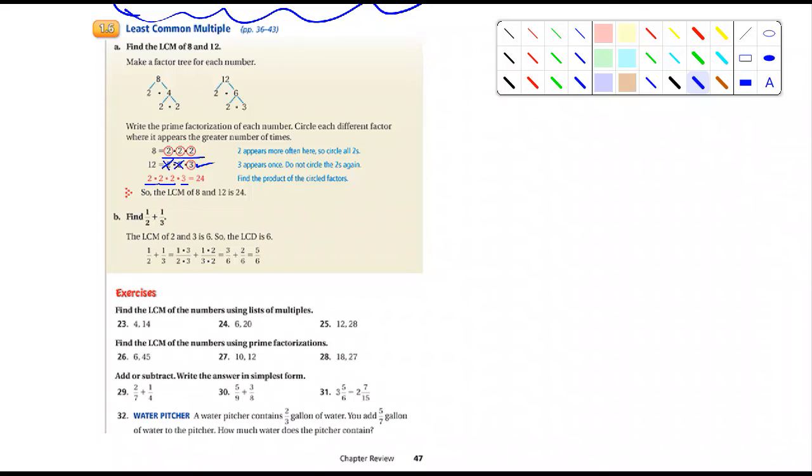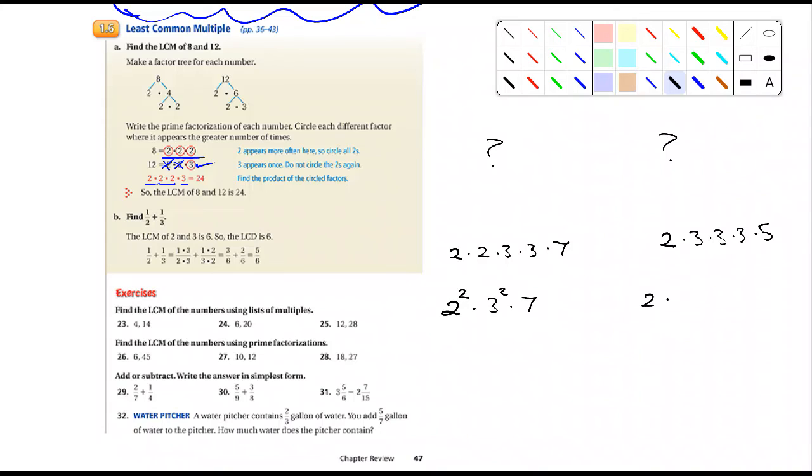And we did some exercises about that. So let's say there was a number here and a number here. And this first number, it's a 2 times 2 times 3 times 3 times 7. And let's say this other number here is a 2 times 3 times 3 times 3 times 5. So what would this be? This would be 2 squared times 3 squared times 7. This would be 2 times 3 cubed times 5.